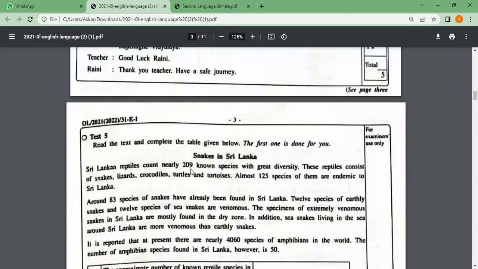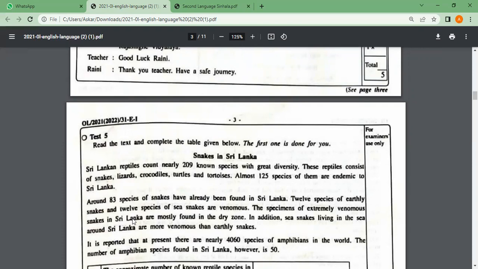Sri Lankan reptiles count nearly 209 known species with great diversity. These reptiles consist of snakes, lizards, crocodiles, turtles, and tortoises. Almost 125 species of them are endemic to Sri Lanka. Around 83 species of snakes have already been found in Sri Lanka. 12 species of earthly snakes and 12 species of sea snakes are venomous. The specimens of extremely venomous snakes in Sri Lanka are mostly found in the dry zone. In addition, sea snakes living in the sea around Sri Lanka are more venomous than earthly snakes.